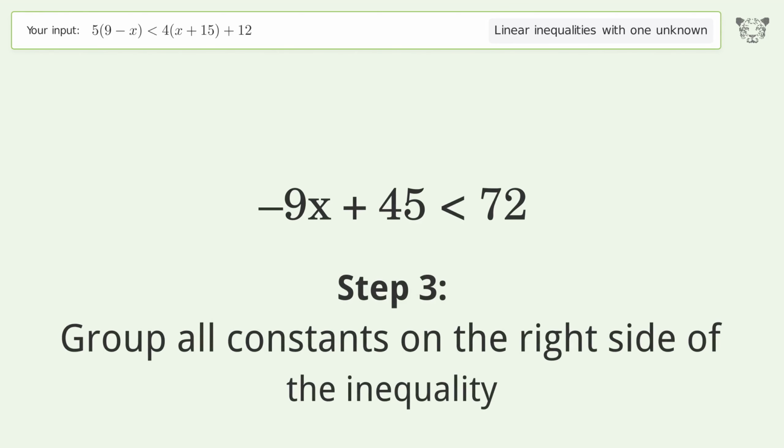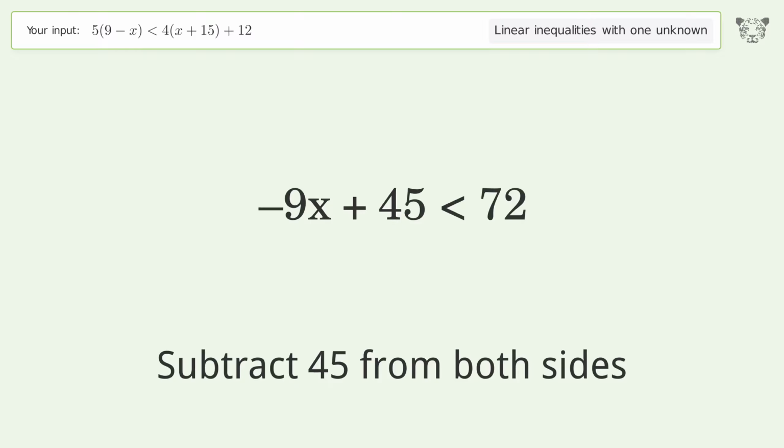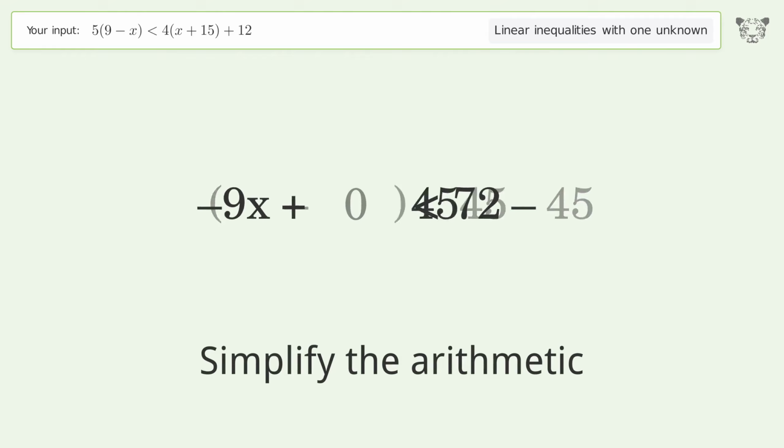Group all constants on the right side of the inequality. Subtract 45 from both sides. Simplify the arithmetic.